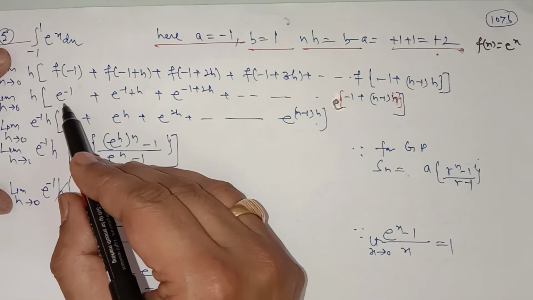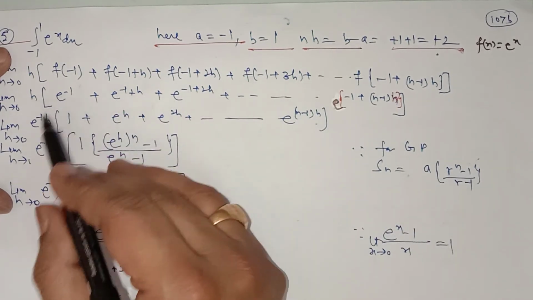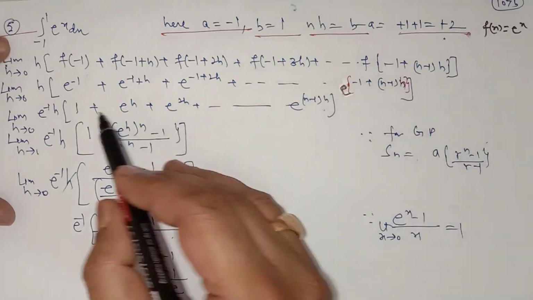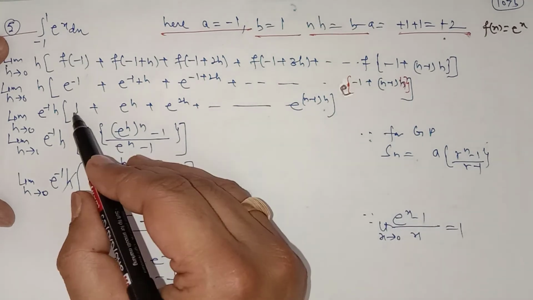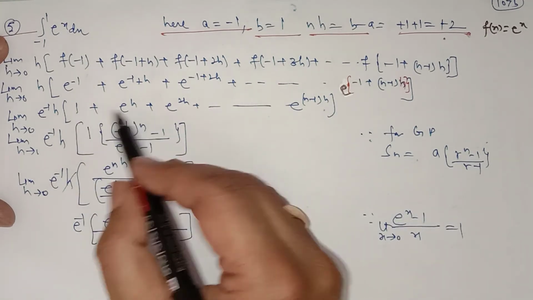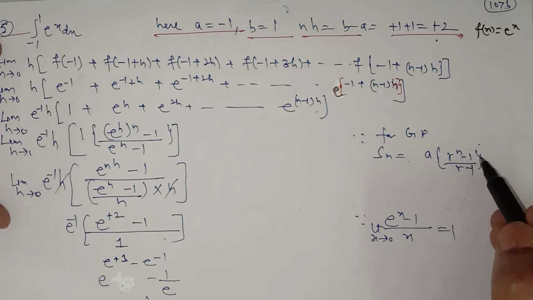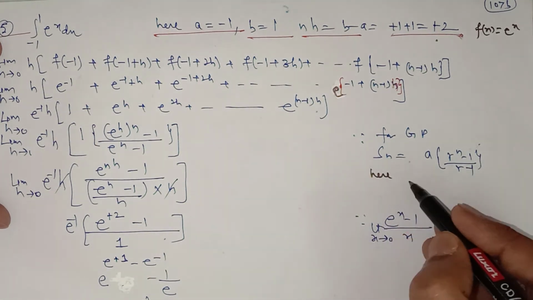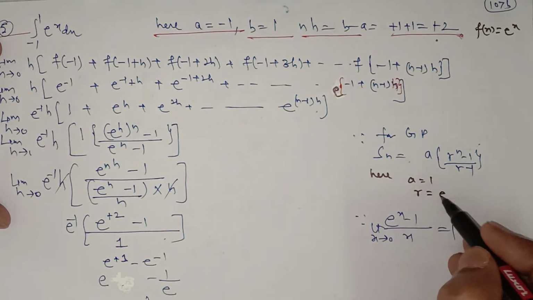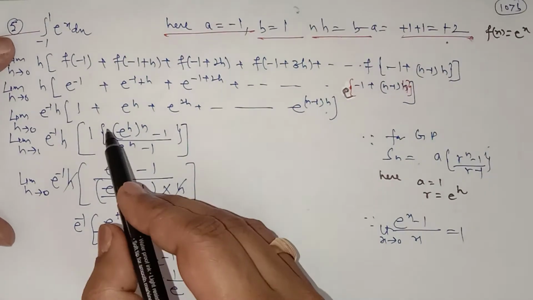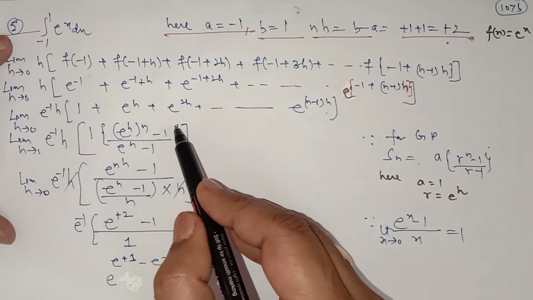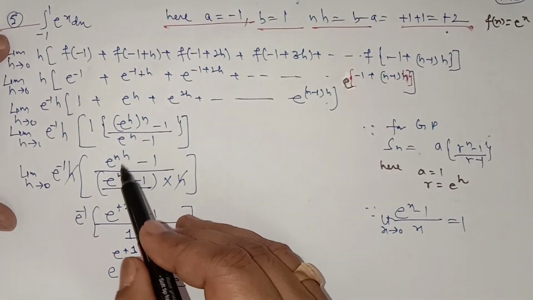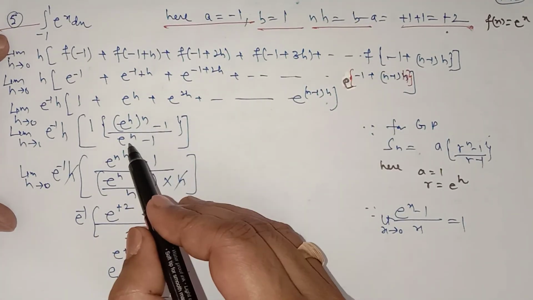Now you can take e raised to power -1 common. So 1, e raised to power h, e raised to power 2h up to e raised to power (n minus 1) into h. Now this is the geometric series where a is 1 and the common ratio is e raised to power h. Sn is equal to a (r raised to power n minus 1) upon r minus 1, where a is equal to 1 and r is equal to e raised to power h. So see it carefully: now (e raised to power nh minus 1) upon (e raised to power h minus 1).